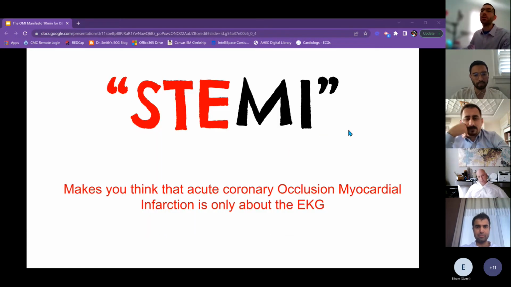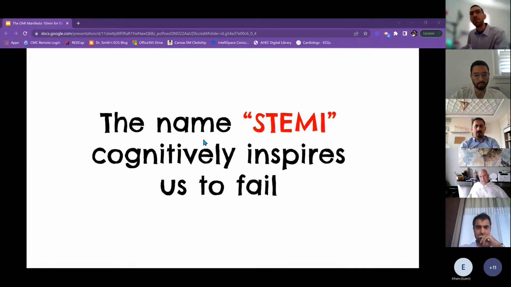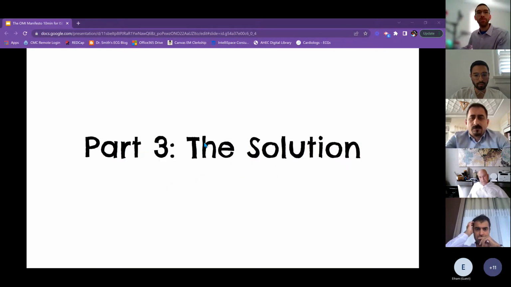And maybe the most dangerous thing of all is that the word STEMI makes you think that acute coronary occlusion causing MI in humans is all about the EKG, as if this disease were defined by a test used to look for the disease. That's insane. In nothing else we do in medicine do we define the disease based on the test. So for these reasons and so many more, the name STEMI inspires us to fail at the reperfusion decision.